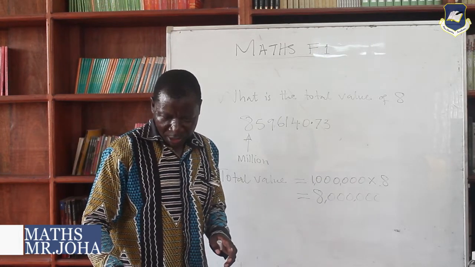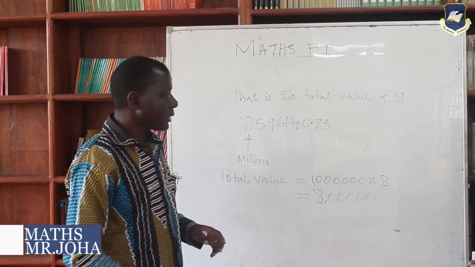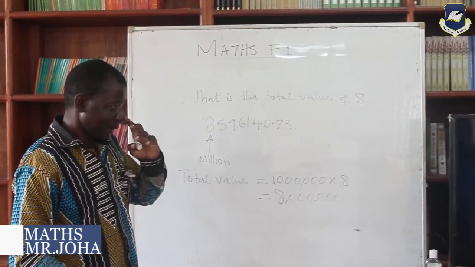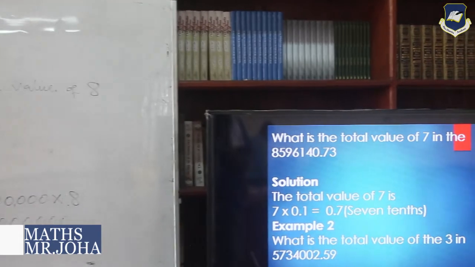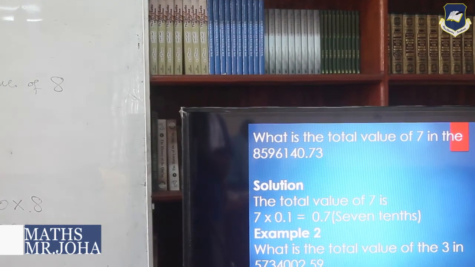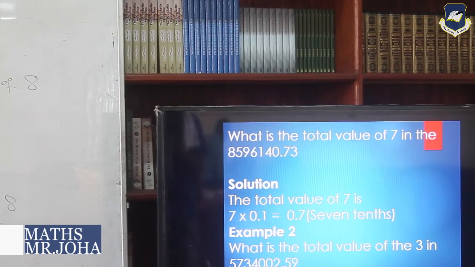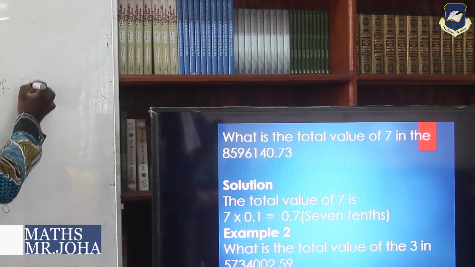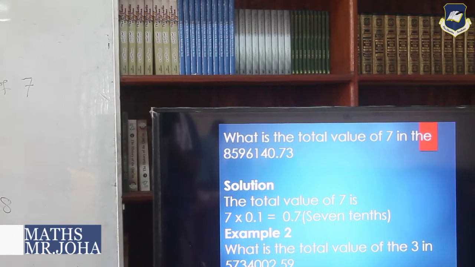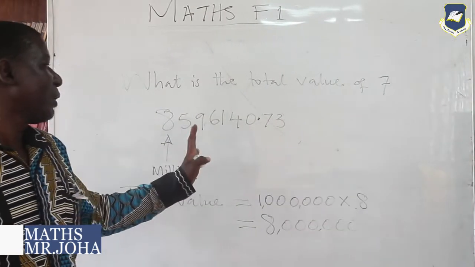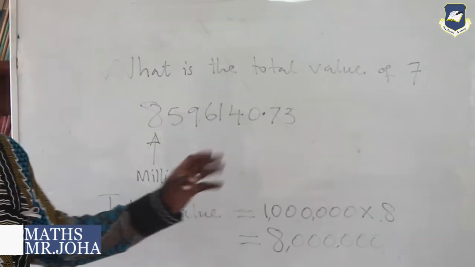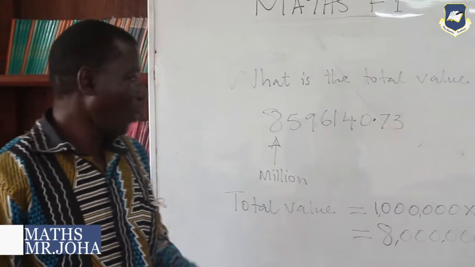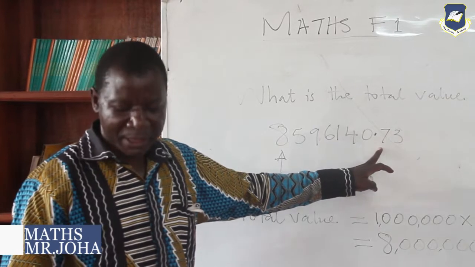Taking another example, what is the total value of 7 in the same number, 8,596,140.73? What is the total value of that 7?